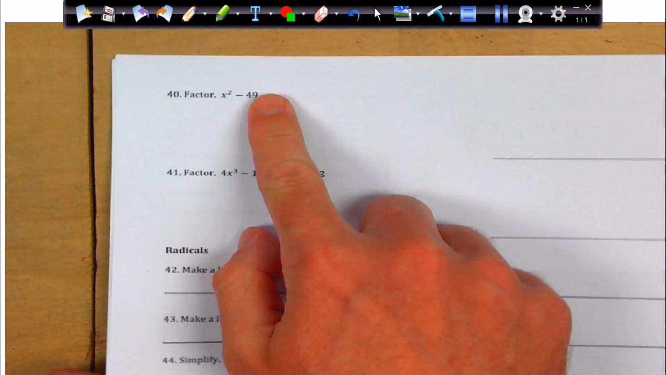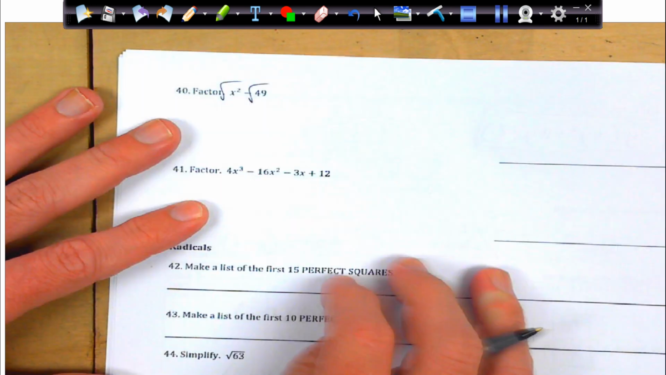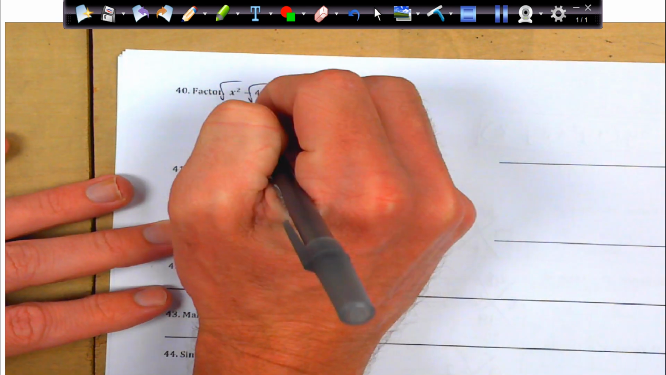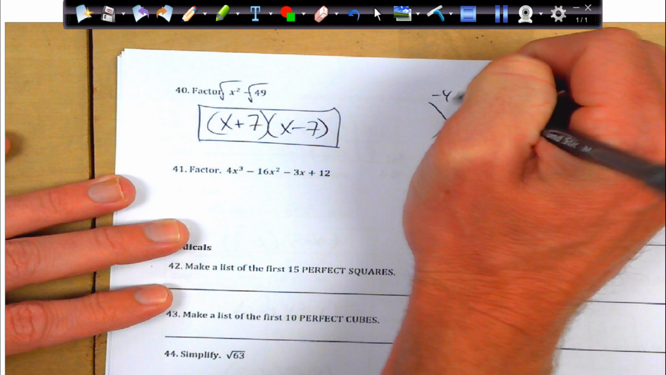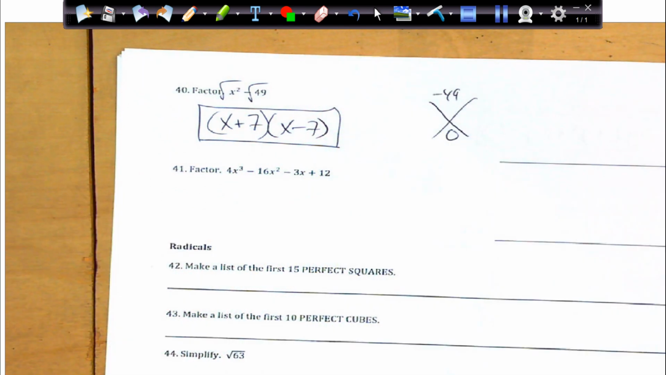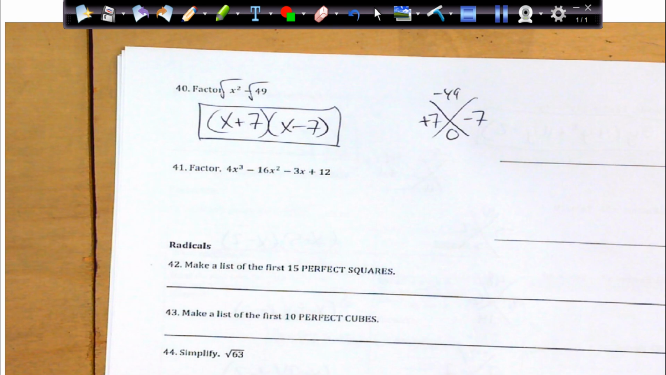All right, so I'm going to show you this. So we could factor this by, it's a difference of squares, so if we could square root each of these, we get x and 7. So we could do x plus 7, x minus 7. That's our answer right there. You could also just say what multiplies to -49 adds to 0. And again, that would be positive and -7. So you could do both of those.